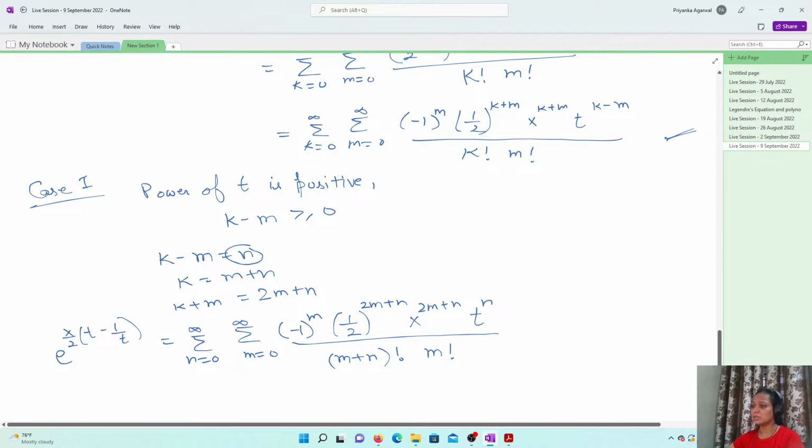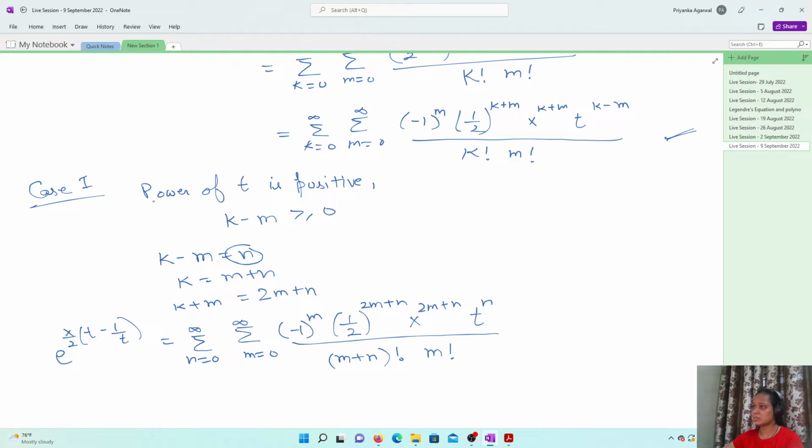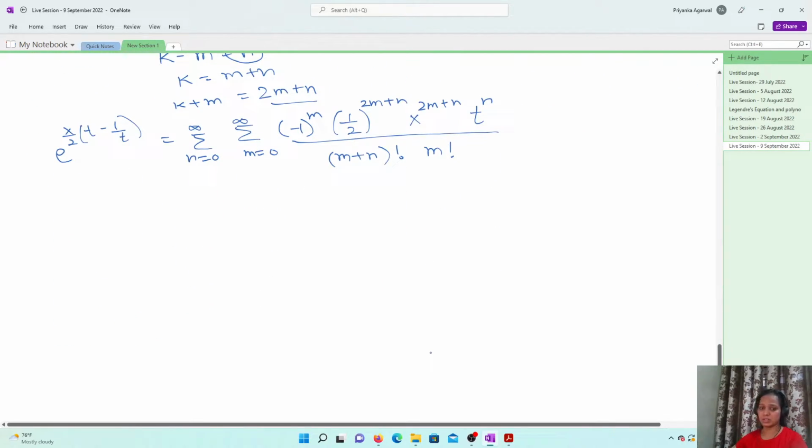Is it clear? Because see, this term has come as it is. Now this term k plus n is replaced by 2n plus n, and x to the power k plus n again becomes x to the power 2n plus n, and k minus n is replaced by n, and k is replaced by n plus n. Okay, so this is now what we have.